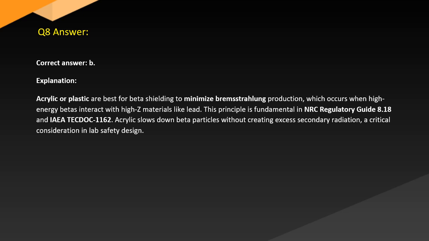Answer. Correct answer: B. Explanation. Acrylic or plastic are best for beta shielding to minimize Bremsstrahlung production, which occurs when high-energy betas interact with high-Z materials like lead. This principle is fundamental in NRC Regulatory Guide 8.18 and IAEA TECDOC 1162. Acrylic slows down beta particles without creating excess secondary radiation, a critical consideration in lab safety design.